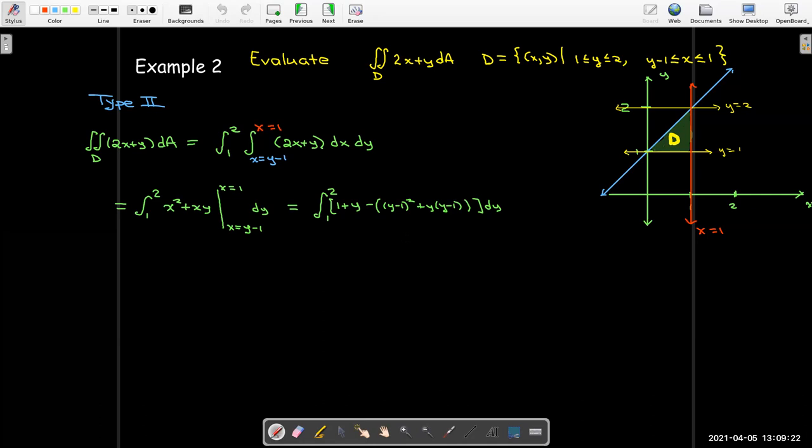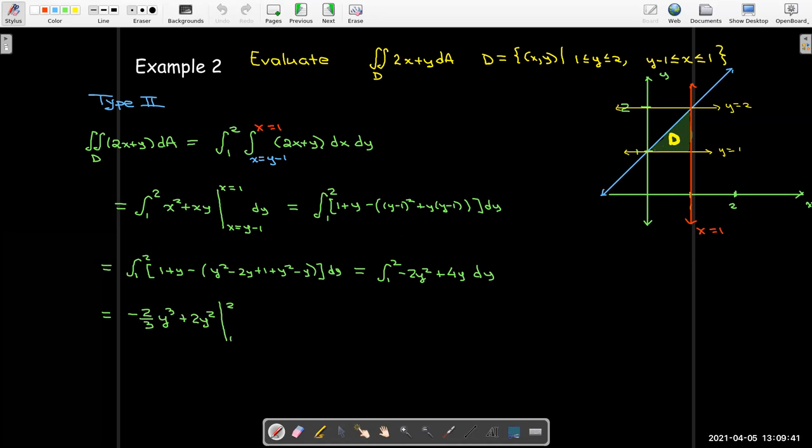So I need to do some algebra there. I'm going to go ahead and expand by removing the parentheses. I'll collect all the like terms. And then if I've done that correctly, I just need to evaluate this single variable definite integral, take the antiderivative, perform the evaluation. And my final answer is 4/3.